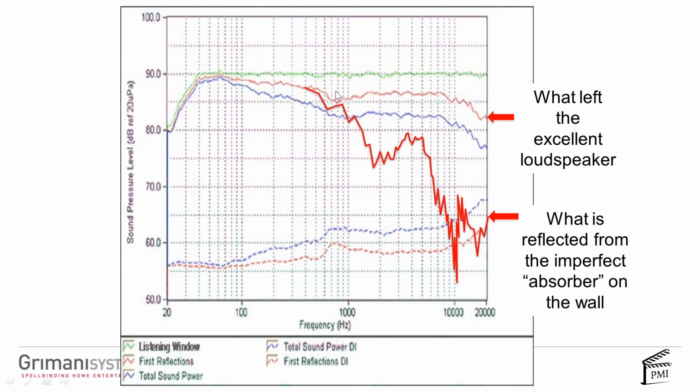When you put an imperfect absorber on the wall, this is what's going to come back to you. So no effect below 500 hertz, and then above that, absorption not very even. That's what you're going to get coming back from the sidewall. And what you ideally want is this, not what you're getting from an imperfect absorber on the wall.